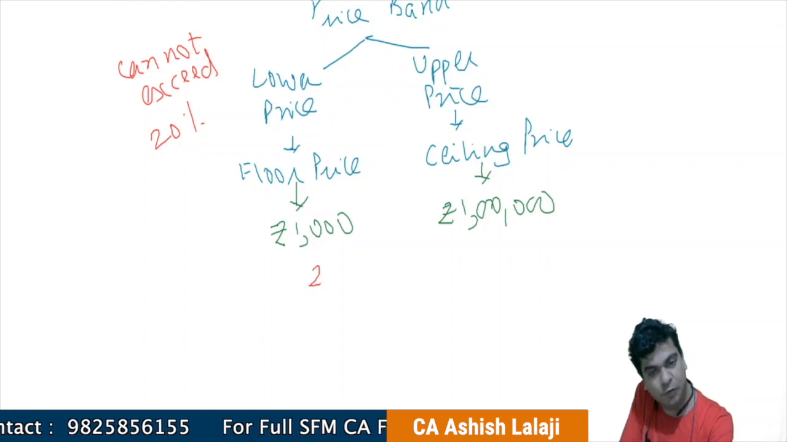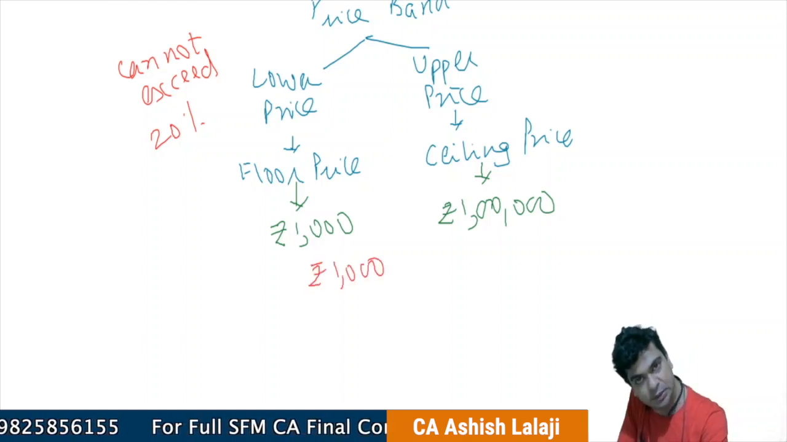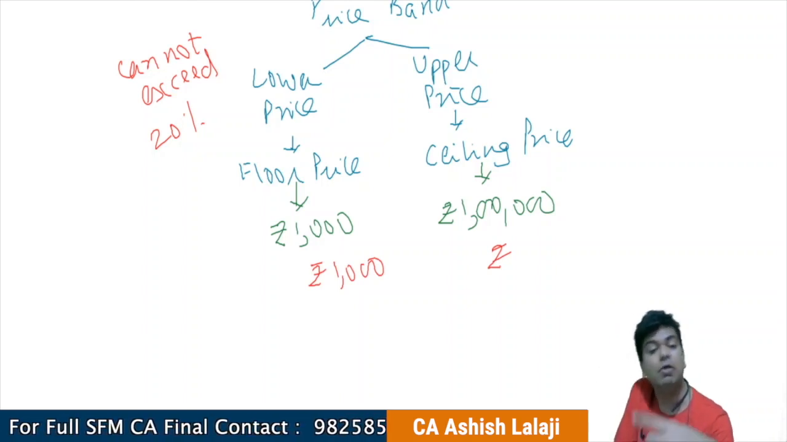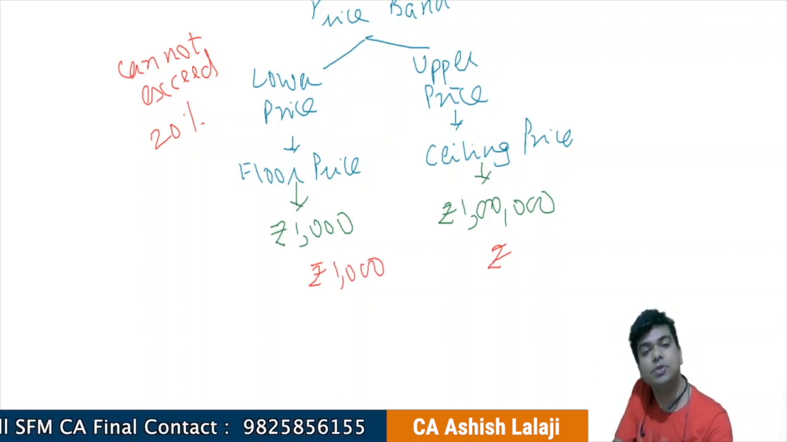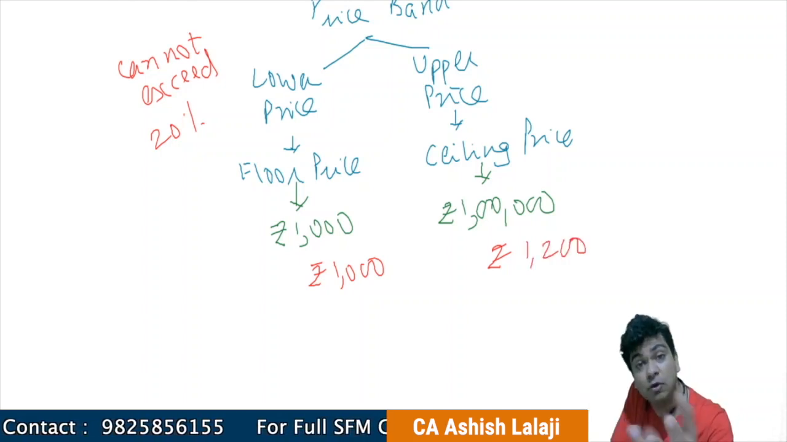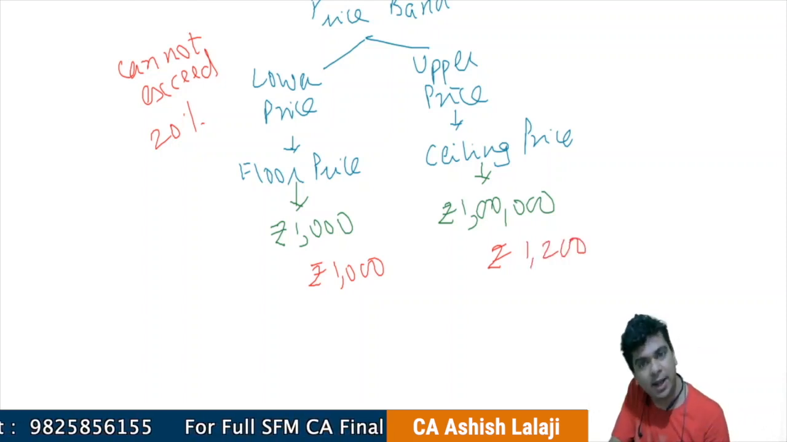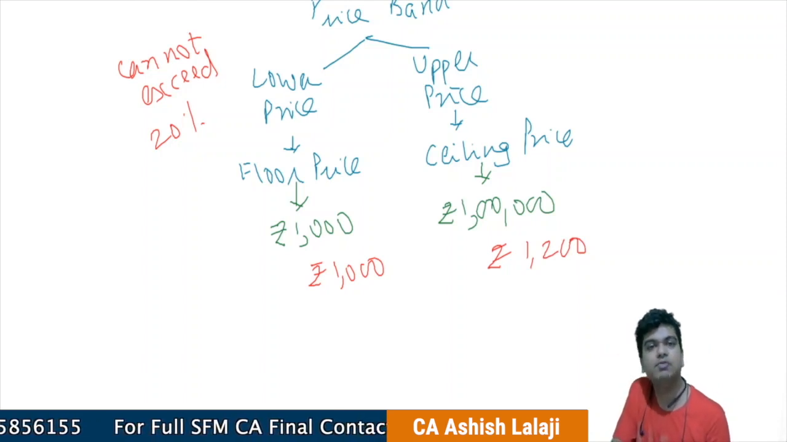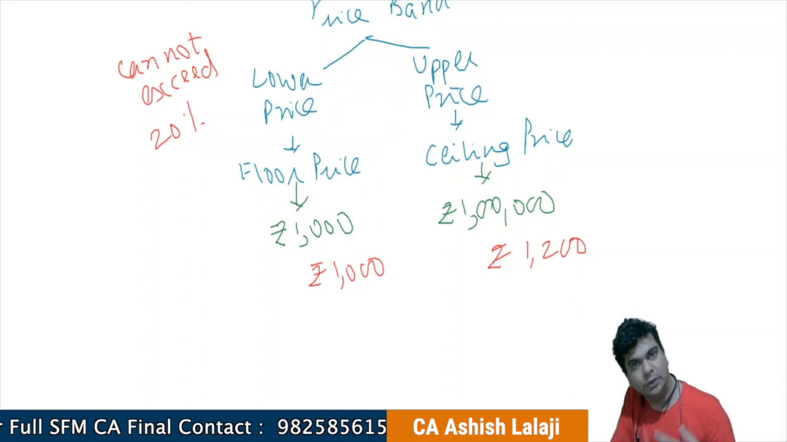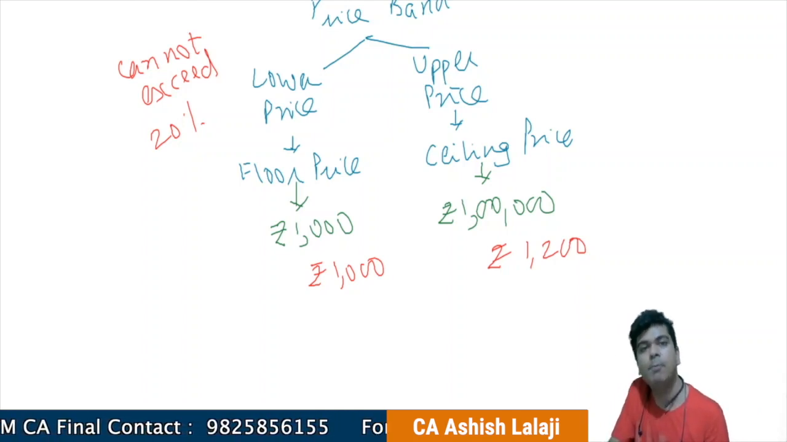So if your floor price is 1,000, the maximum that your selling price can be will be 1,000 plus 20%. So the maximum selling price that I can have is not 1 lakh or anything that comes to your mind. Okay, the maximum selling price will be 1,200. So this is the range within which you can now have your price band.